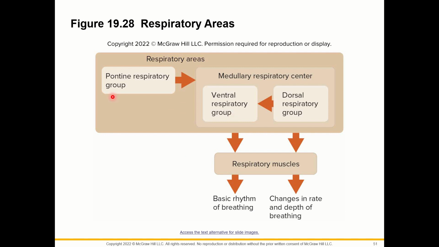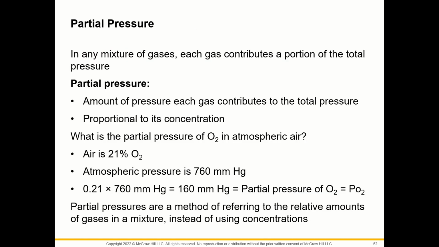Here we can see that the pontine respiratory group helps to regulate the medullary respiratory group, and reminding you that the dorsal respiratory group regulates the ventral respiratory group. And then these all work and regulate the respiratory muscles, which regulate your basic rhythm of breathing and the changes in rate and depth of breathing. Whew! Just don't forget to breathe.